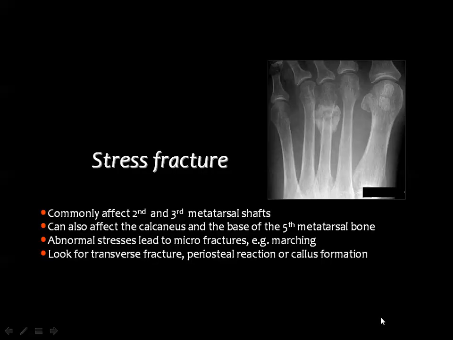And finally, the stress fractures commonly affect, in the foot, the second and the third metatarsal shaft. And it can also be seen in the calcaneus, as I have mentioned a moment ago, as well as in the base of the fifth metatarsal bone. Stress fractures are usually microfractures, and they are discovered by plain X-ray if they are surrounded by a good amount of callus formation, as we can see in many examples.